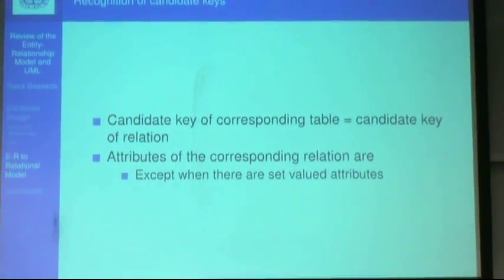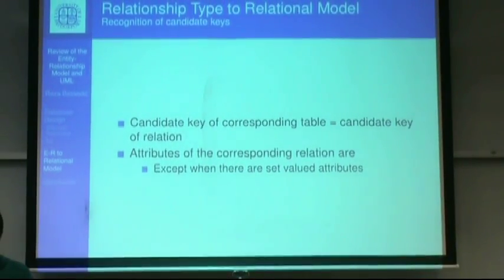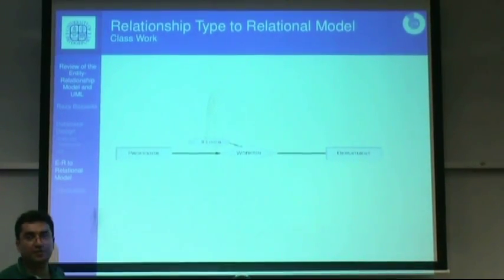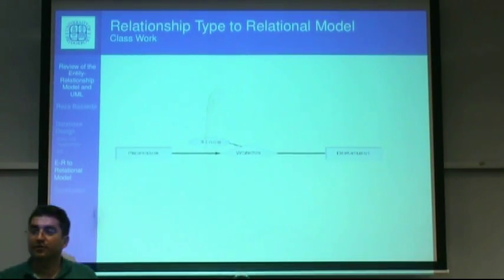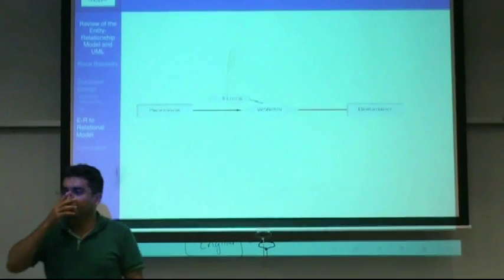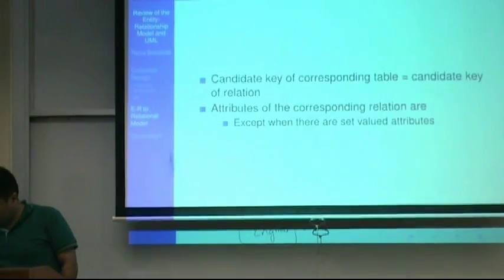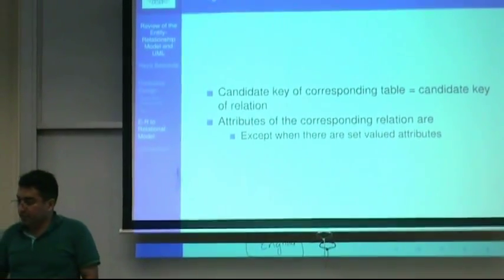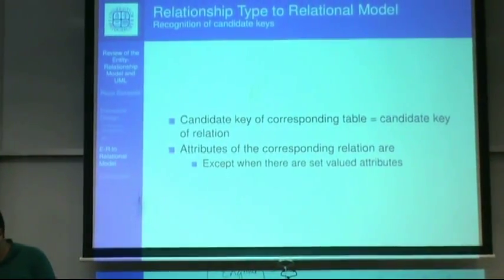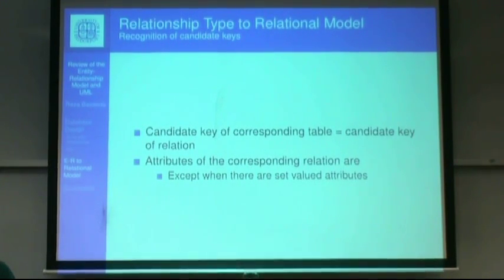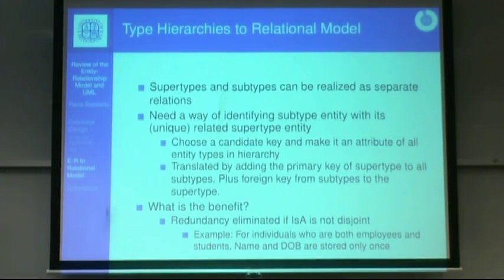So, what are the attributes for working? When it joined, or it can be location also, it can be office, some other attributes. So the candidate key of a corresponding table is a candidate key of a relationship again, and attributes of the corresponding relationship are the same except set values, and we will see what's the story with set values.